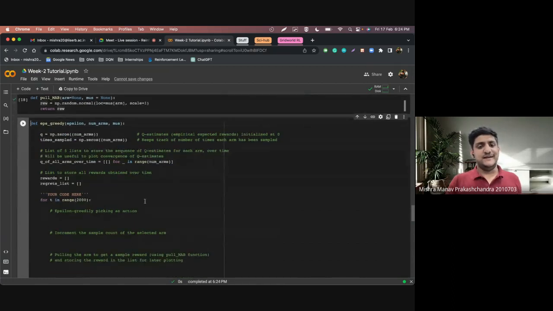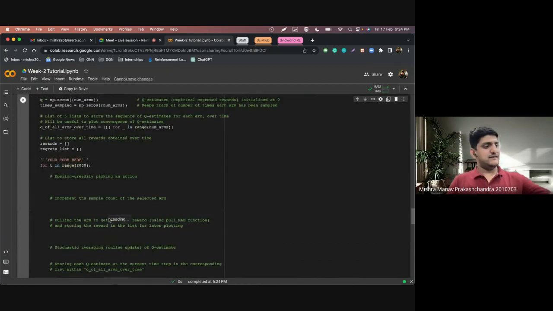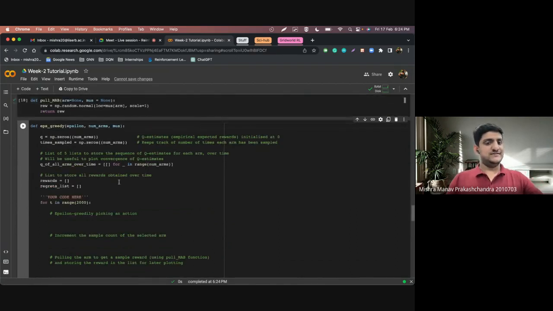Now this was the epsilon greedy part. This is where I had kept spaces for you guys to fill in. So if you haven't, maybe we can start filling it. You can help me out. Okay, so this is the epsilon greedy algorithm.